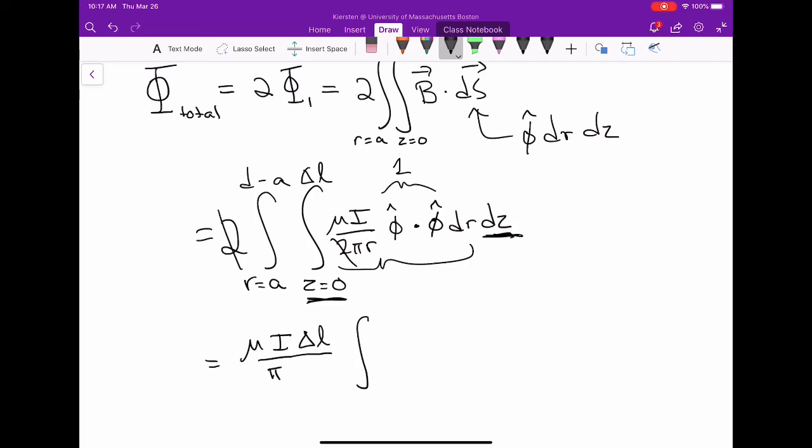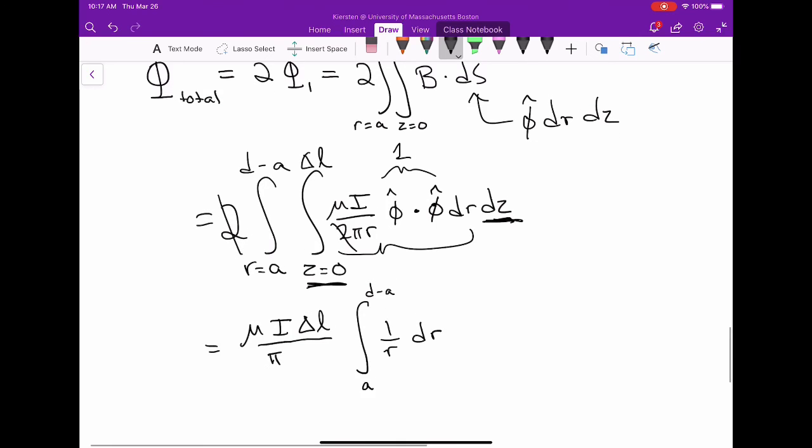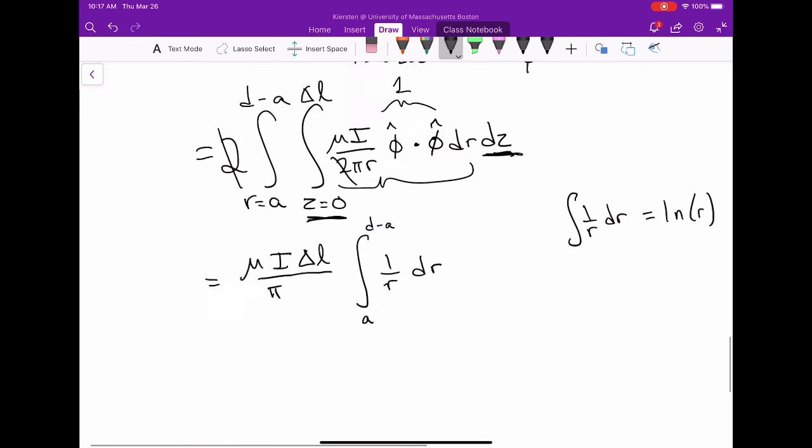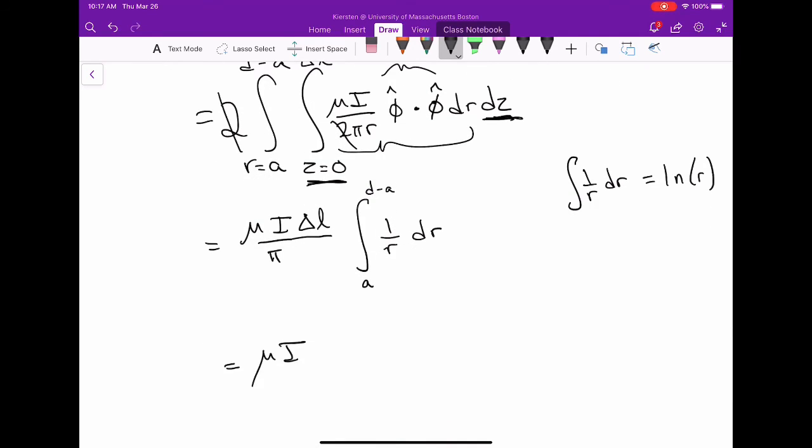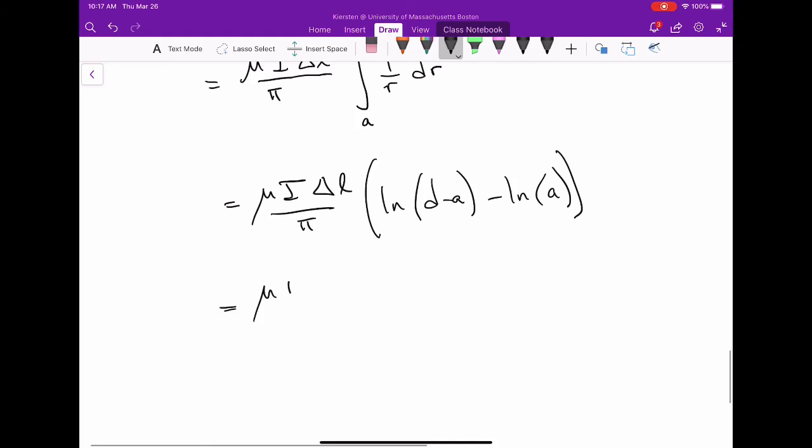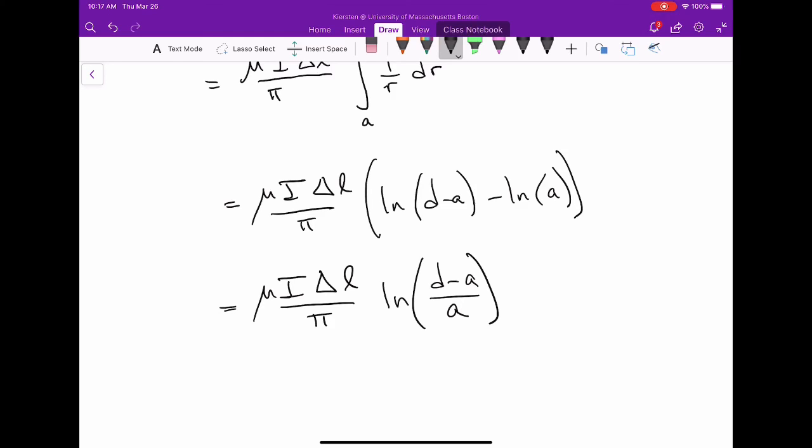And then what's left on the inside of the integral is the integral from a to d minus a of 1 over r dr. And the antiderivative of 1 over r is ln of r. So this works out to mu I delta L over pi times ln of d minus a minus ln of a. And we can simplify that to be mu I delta L over pi times ln of d minus a over a because of the properties of logarithms. And that is equal to the total flux through that surface that we defined.